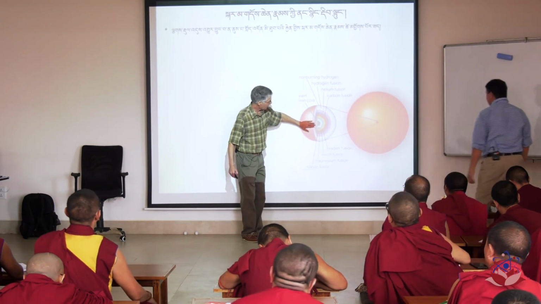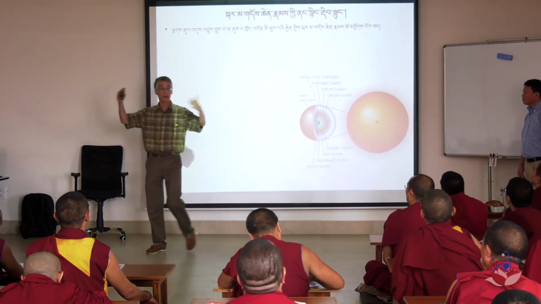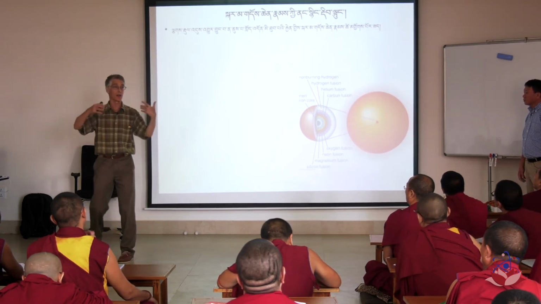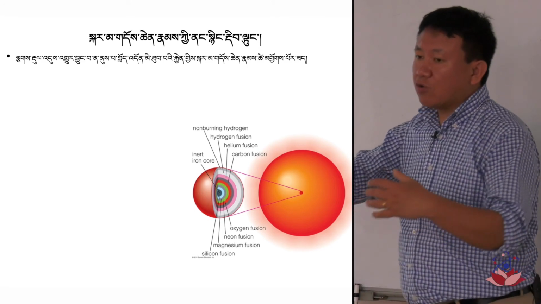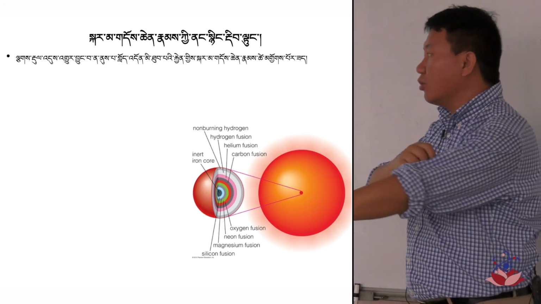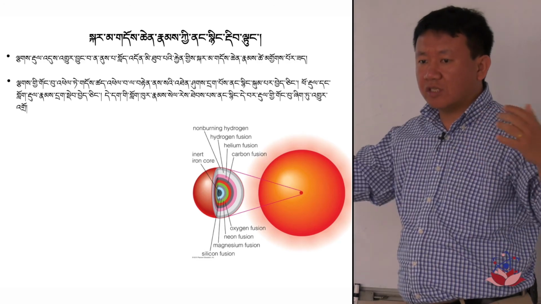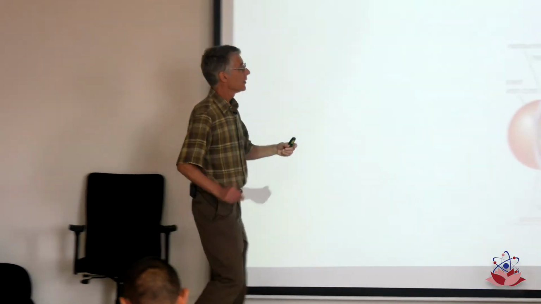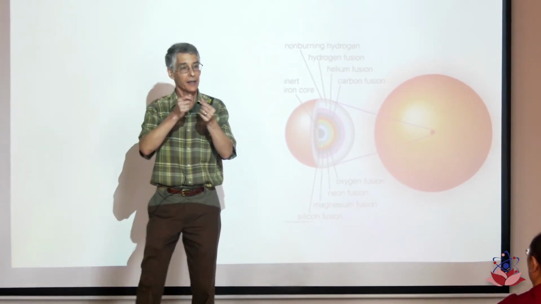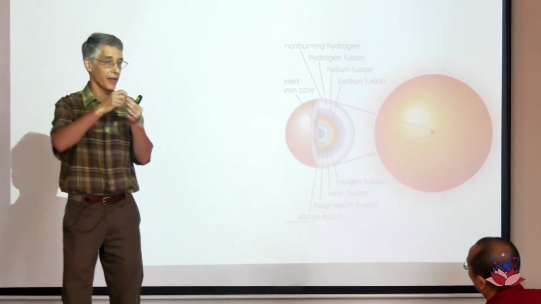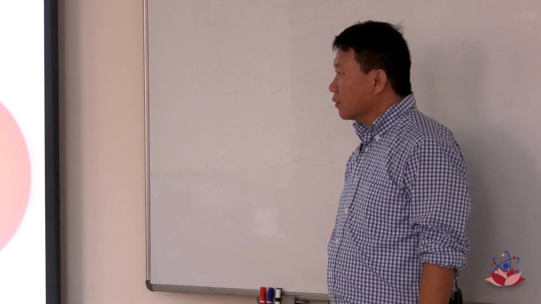So this iron core grows and grows and grows and grows until its gravity is too great to support itself anymore. So in fact what happens is the pressure gets so high that the electrons in the iron get squeezed onto the protons in the iron nuclei.